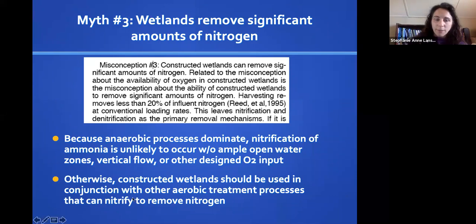So again, we aren't going to get nitrification of ammonia unless we have ample open water, vertical flow zones, or other designed oxygen inputs. Otherwise, wetlands may be used in combination with other aerobic treatment practices that can nitrify. So you may have a trickling filter first and then go into your subsurface wetland.